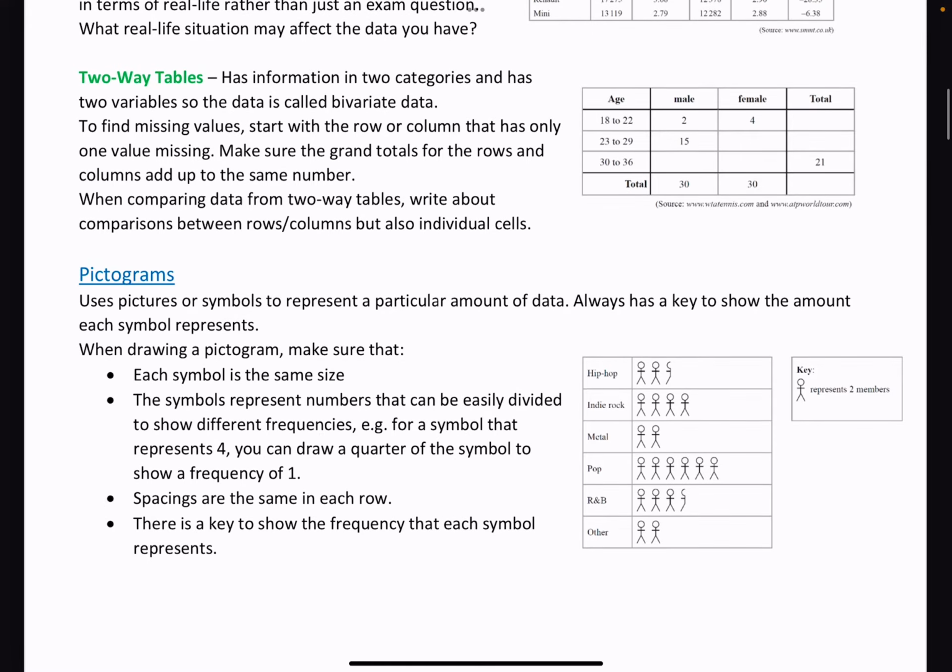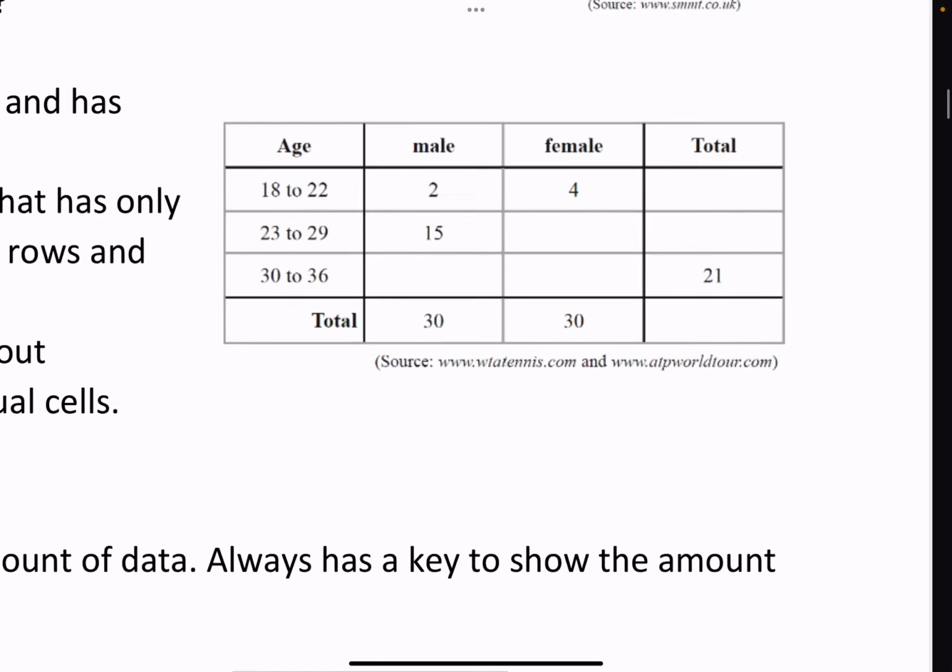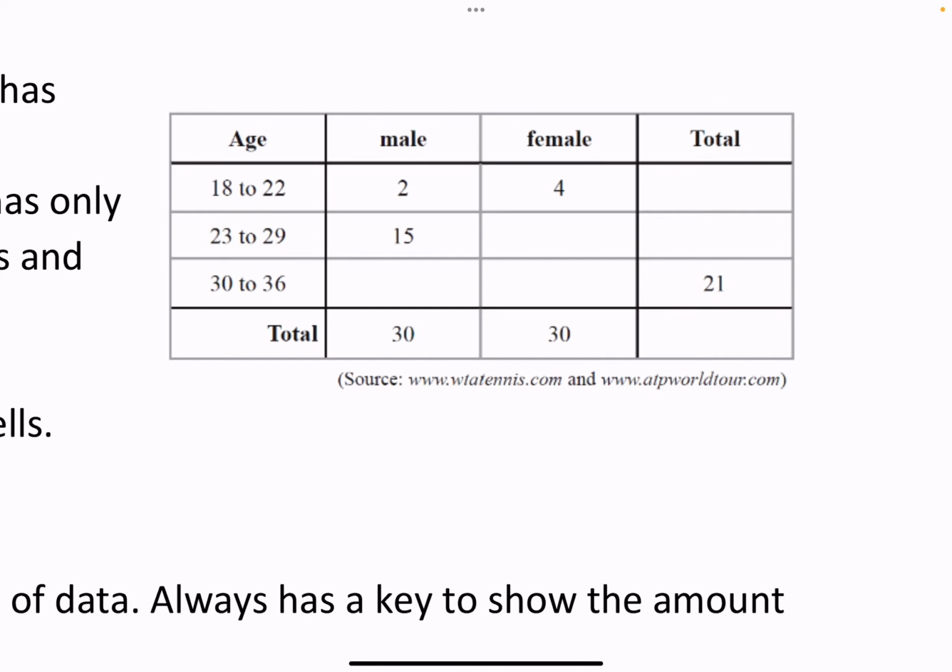Two-way tables, this isn't the normal GCSE maths. This is when you get a bunch of information and you're just asked to fill out a table. For example, the total amount of people aged 30 to 36 is 21. Say we got a male number, which was 2, then we'd be able to figure out the other 19 people who are female, aged 30 to 36. And it's just stuff like that.